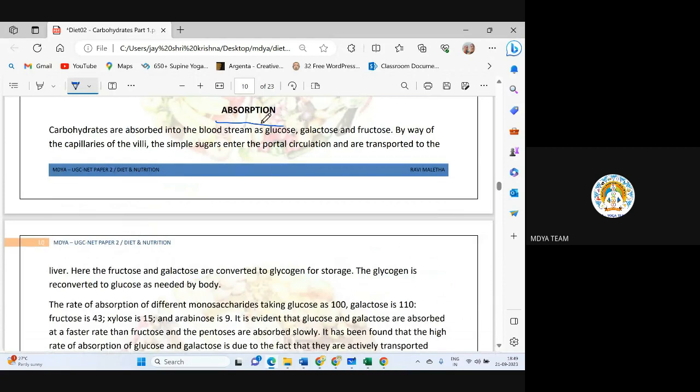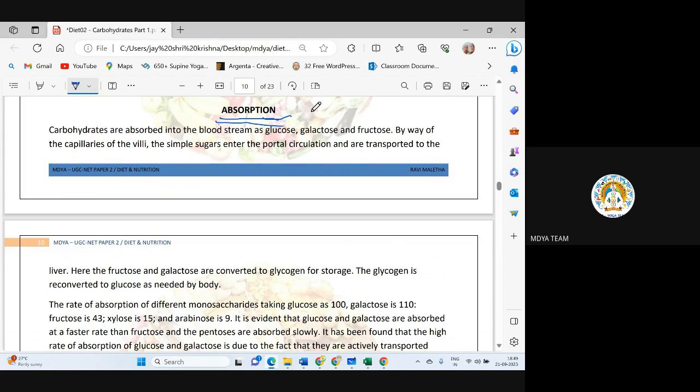So where does absorption take place in our body? What is the site of absorption in the digestive system? Small intestine. And if we talk about water, where does water get absorbed? Large intestine. Yes, the large intestine is the site of absorption of water.